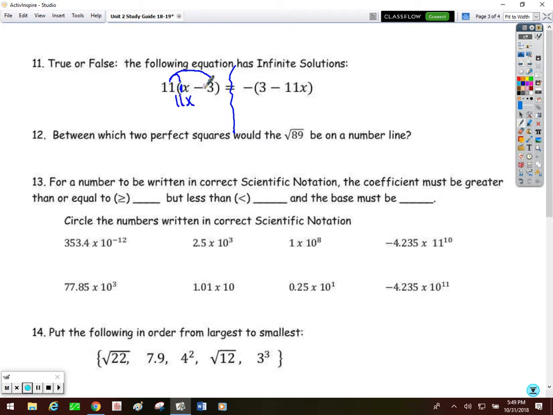11 times negative 3. Remember, a lot of y'all are still a little confused with this one. I know it says minus 3, but remember, this is actually a negative 3. So a positive 11 times a negative 3 is a negative 33.